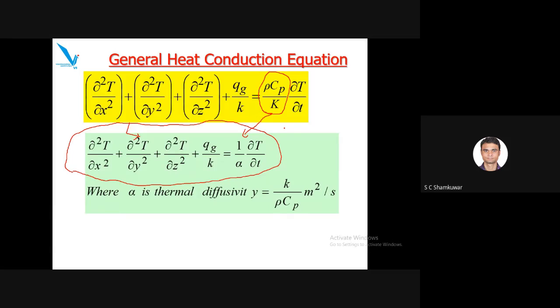This question is generally asked in any objective exam and GATE: what is the generalized statement of the heat conduction equation. This is the generalized statement of the heat conduction equation, which is applicable for all directions, changing with time, and where heat is generated within a system.